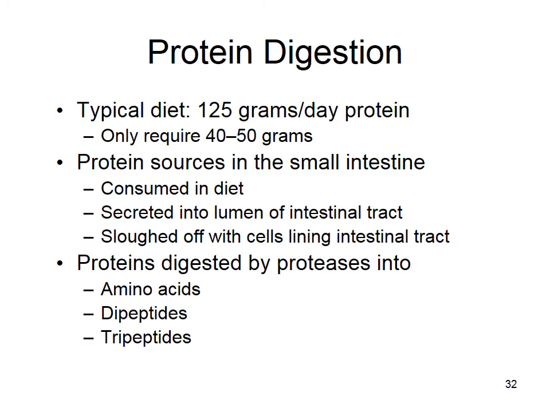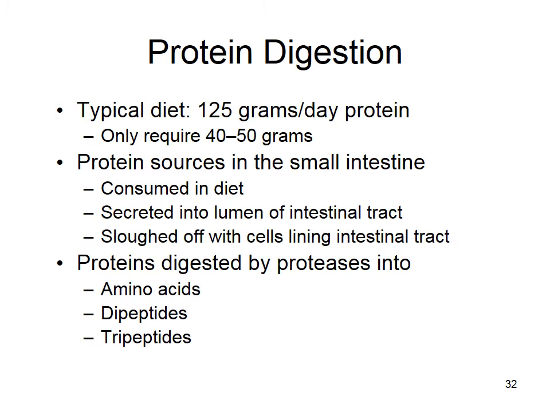So the typical American diet has 125 grams per day of protein. And we're a meat-eating society, so we take in more protein than we actually need. We only require about 40 to 50 grams, right? But we love to eat our meat in the U.S., okay?